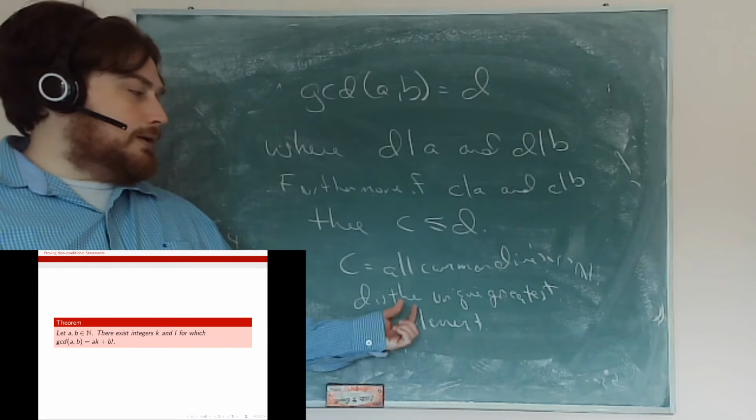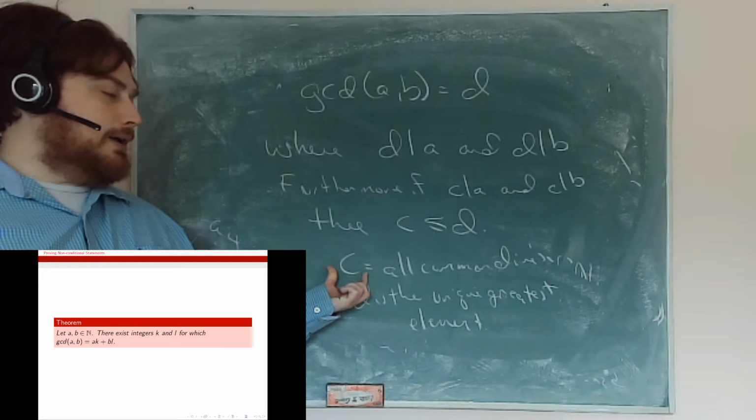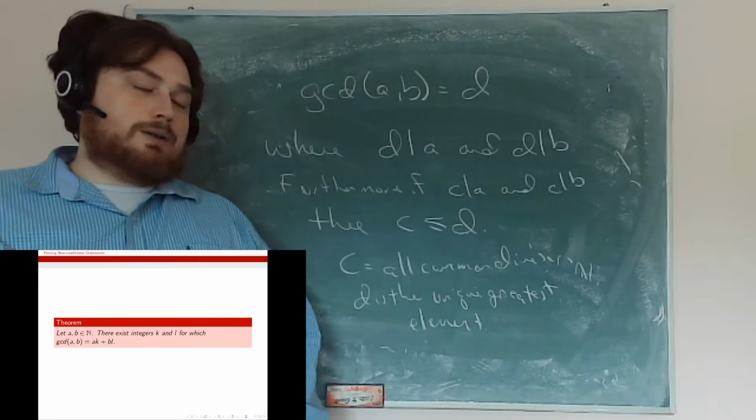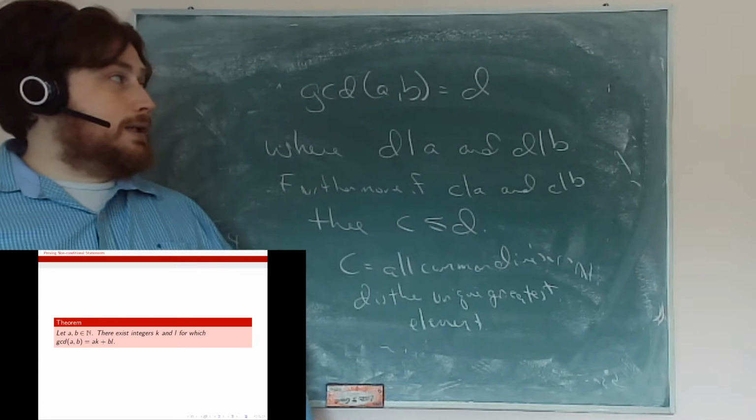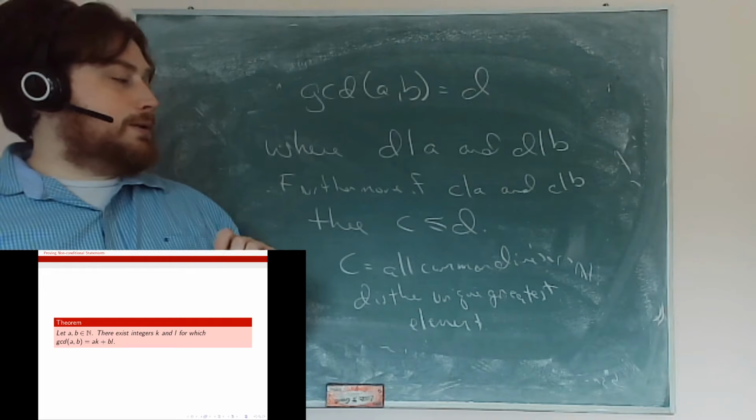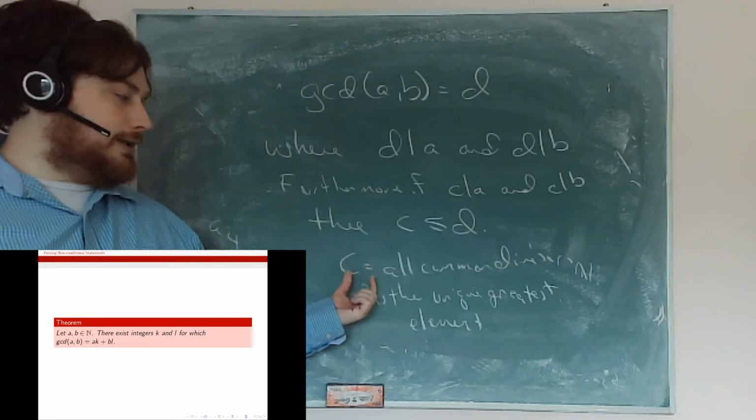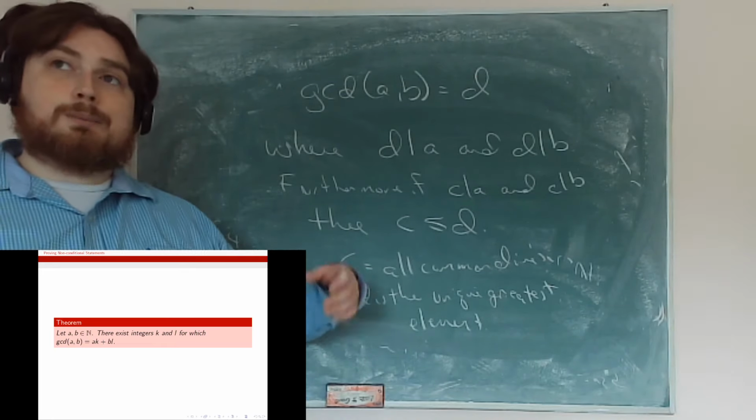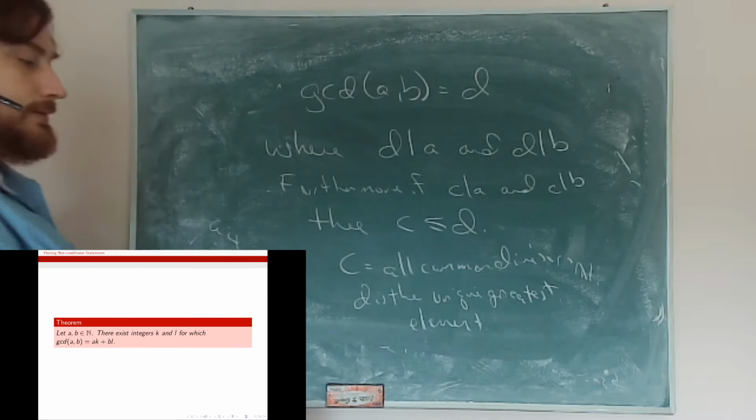So if I can show that C is a non-empty finite set of real numbers, then there has to be a unique greatest element. To outline the proof: in order to show that the greatest common divisor always exists, I'm going to show that the set of all common divisors is finite and non-empty. Therefore, there must be a greatest element. All right, with that in mind.